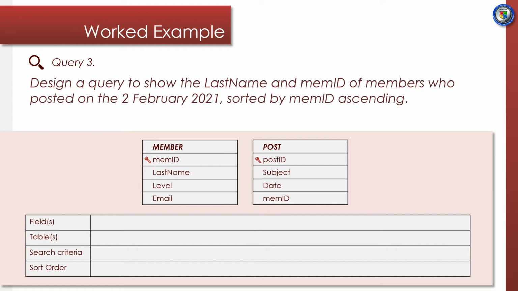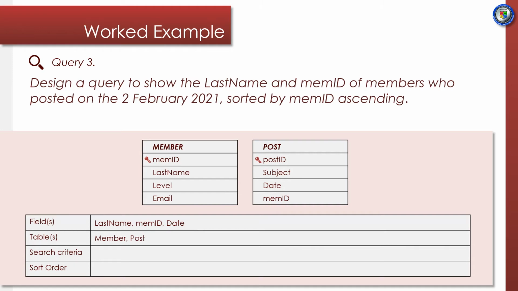sorted by mem ID ascending. Again, as normal, we go through the steps. Identify the fields or entity attributes that we want to see. In this case, we want to see last name, mem ID, and date. We identify the tables that we would find these entities or entity attributes in. Again, last name and mem ID would be found in the member table, and date from the post table.